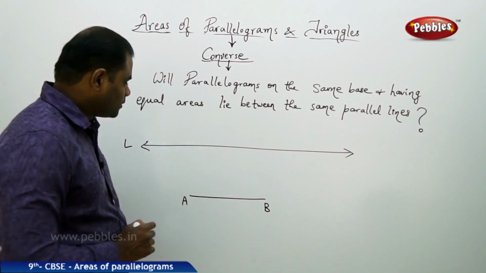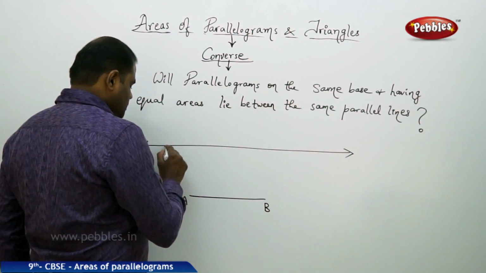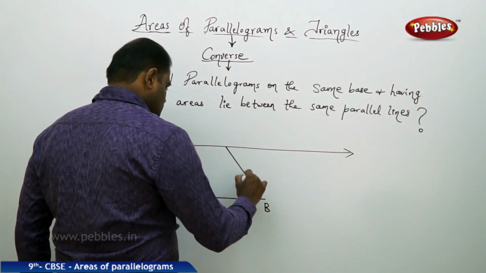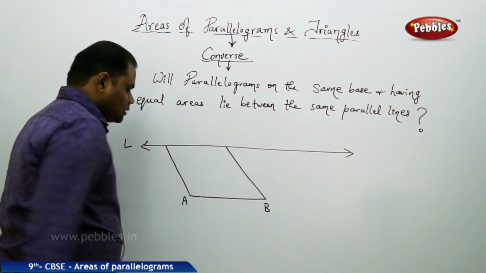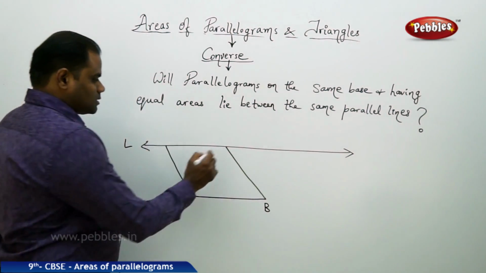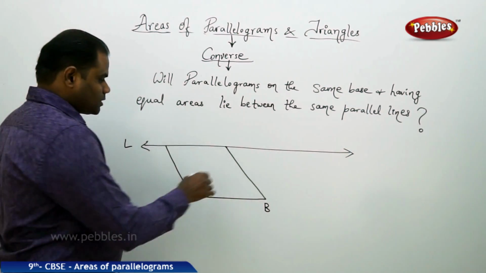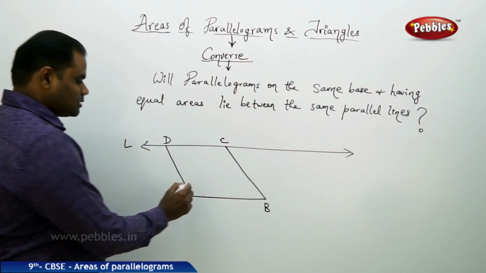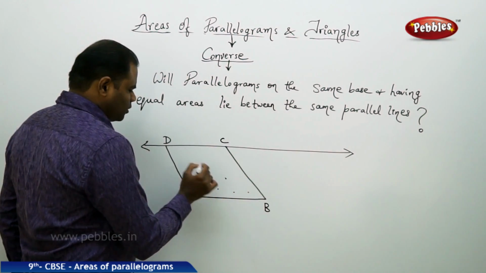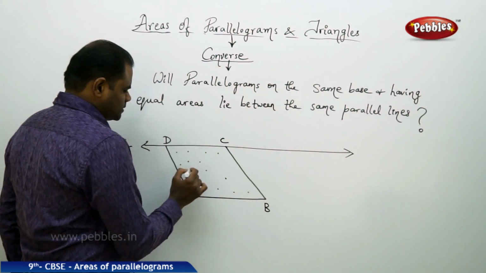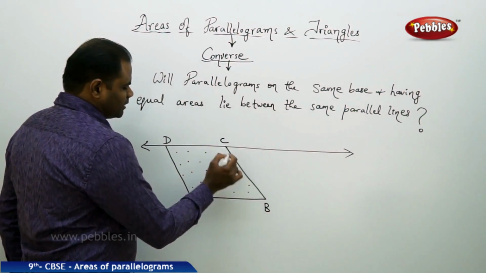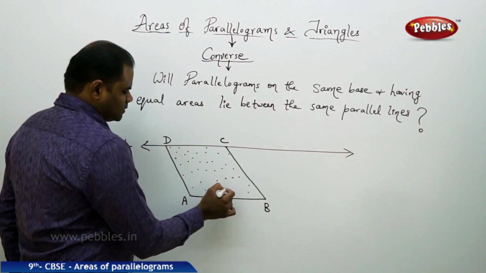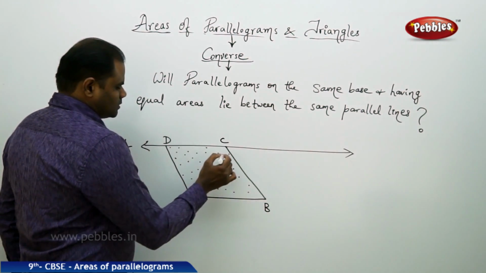Now let me take two parallelograms in this case. So one of the parallelograms is formed by the line L, which is A, B, C and D. So ABCD is a parallelogram which is formed with the base AB and the line L. So here is the parallelogram.